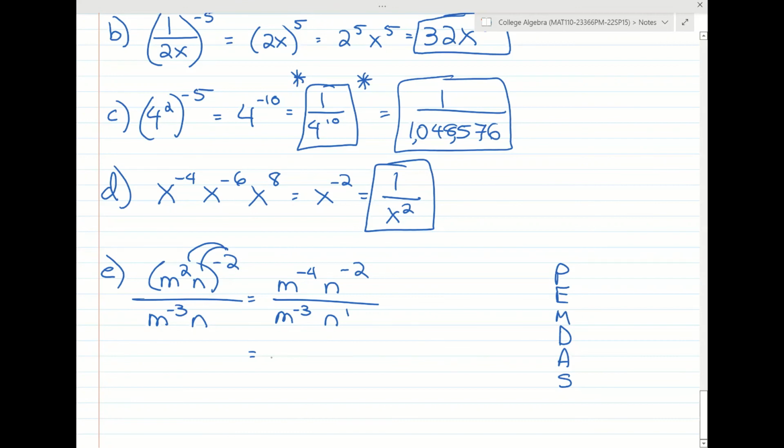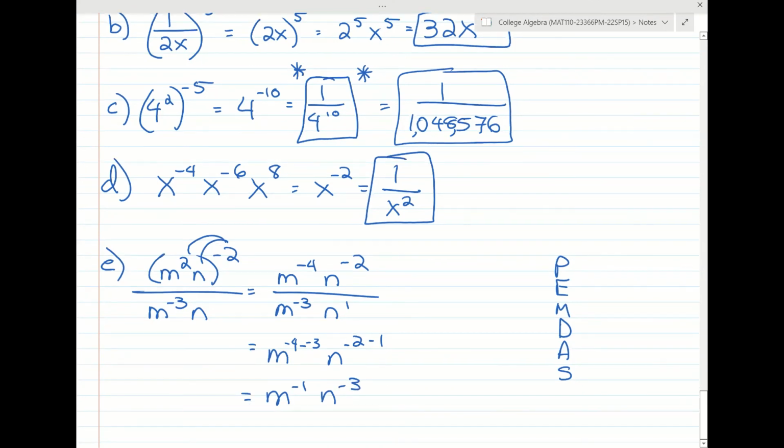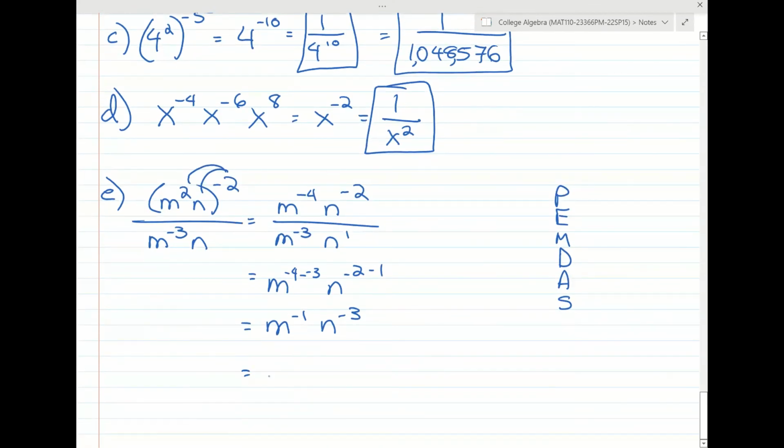Then you could swap everything, but you could also just subtract the exponents. So what would m to the negative 4th divided by m to the negative 3rd be? Remember, we're subtracting. Negative 4 minus negative 3 would be negative 1. Negative 2 minus 1 would be negative 3. So for your final answer, you would just put those on the bottom.